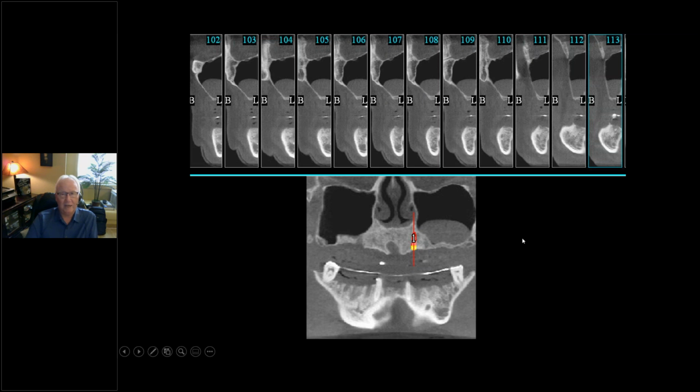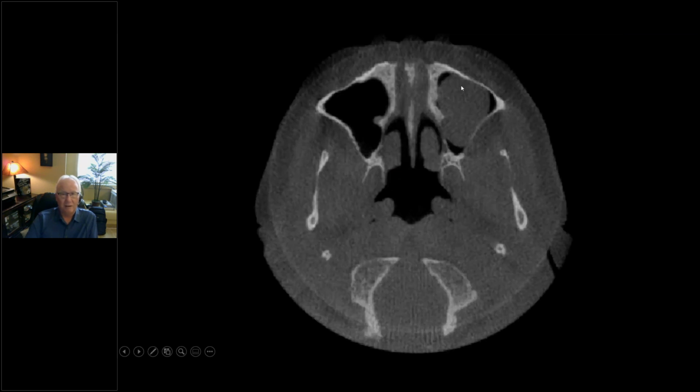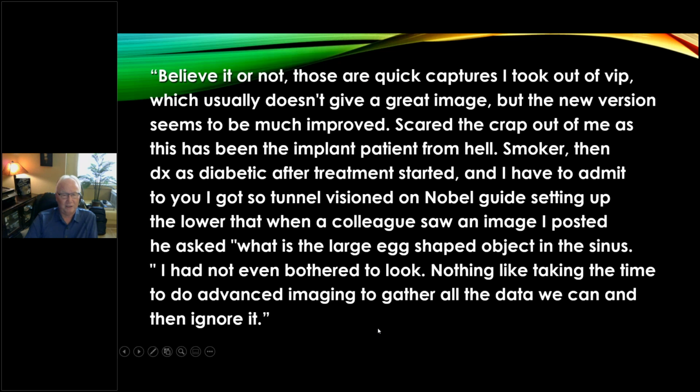Is the patient going to die? Absolutely not. But he sent me this one as well. And a colleague asked him, what's that large egg-shaped object in the sinus? He hadn't looked. And so the statement that he sent back to me, because I gave him my opinion just in an email, and I said, can I use your email back to me in a lecture? And he said, absolutely, just don't tell anybody who I am, because he was a big trainer in implant care.